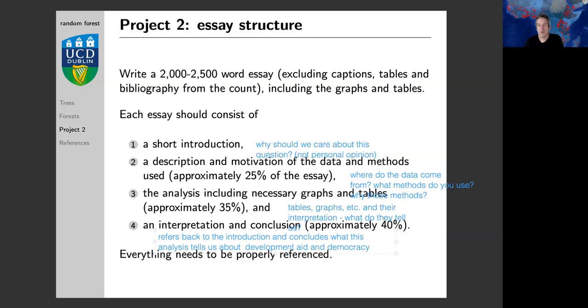Yeah. So you can see the structure here of the essay. Why should we care? How are we going to approach this? What data do we have? Why do we have this data? Why do we have these methods? What should these methods tell us? What are the tables, graphs, and what do they tell us? How can we interpret these statistical analysis? So you know, what does a tree mean? What does a number mean? Or how do we read this diagram, etc. And then the interpretation, which goes back to the actual underlying social science question. What do we now know about development aid in democracy? What can we conclude? What did we find? How is this interesting?